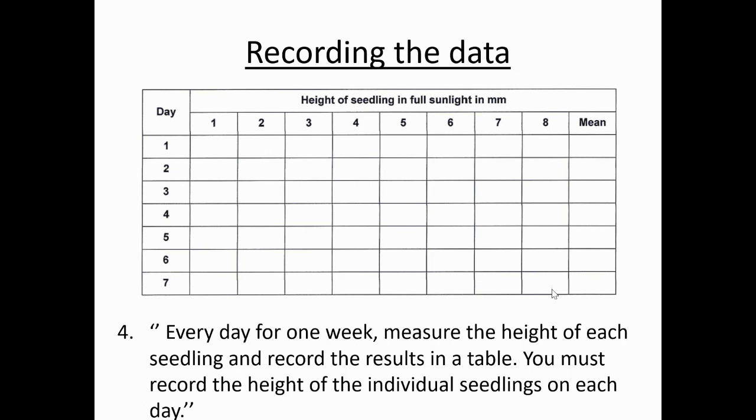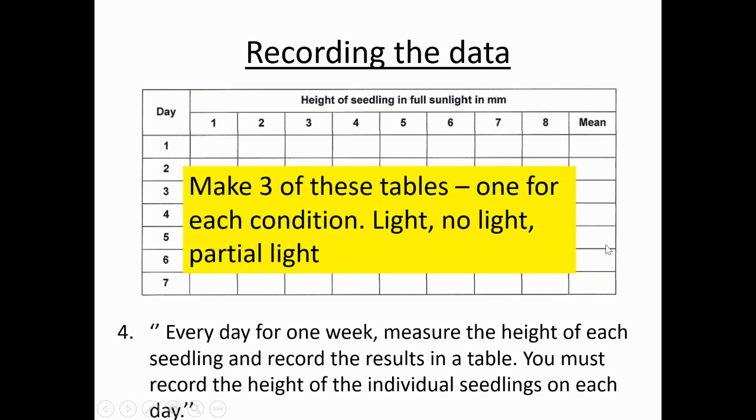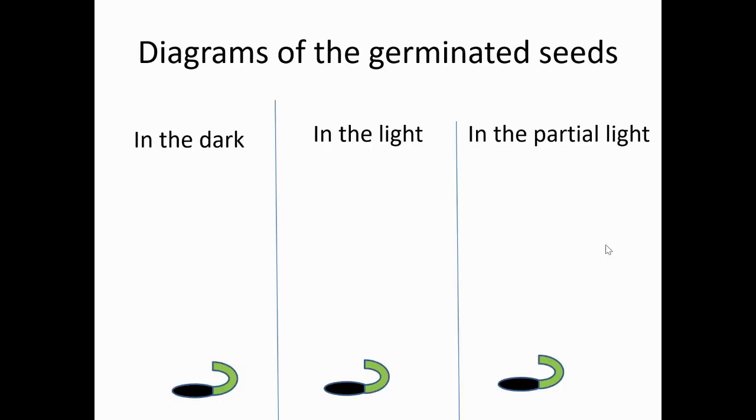Okay, last lesson we saw that, and this was the explain task from last lesson. This is the table that you are going to need to make before you can collect the data. So you've got space for the days 1 to 7 as it's a full week, and the height of the seedling in full sunlight. That's just for one of the three, in millimeters. First seedling would have a value, second seedling, third seedling, fourth, etc. And then there's space at the end for the mean, being the average. There must be 3 of these tables, 1 for each condition: light, no light, and partial light.